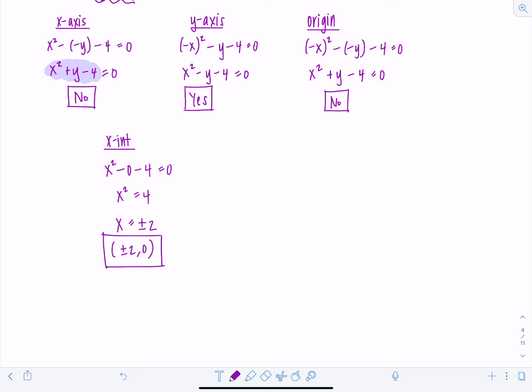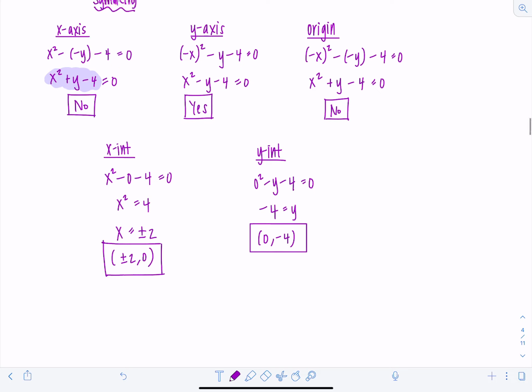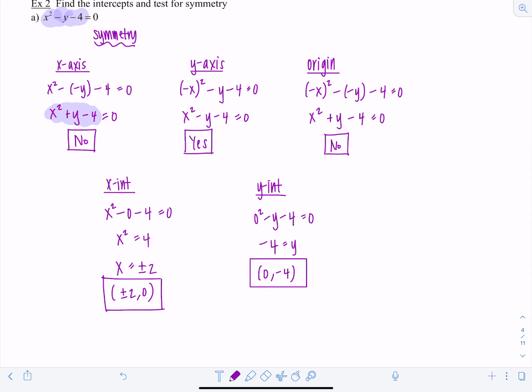And then last part is the y-intercept. So we're going to have here x squared, but I'm going to substitute in 0 for x. Minus y minus 4 is 0. And then I can just move y over to the other side. So I have negative 4 equals positive y, which means my y-intercept is negative 4, but write it as an ordered pair, 0, negative 4. Okay, beautiful. So that problem's complete. I tested for all kinds of symmetry, and then I found the intercepts and wrote them as ordered pairs. Now let's look at another example.